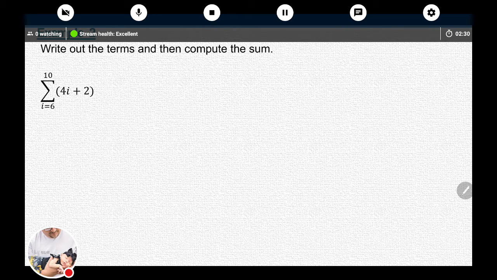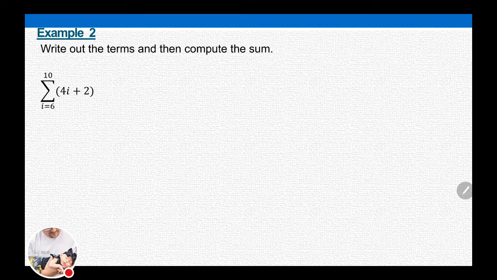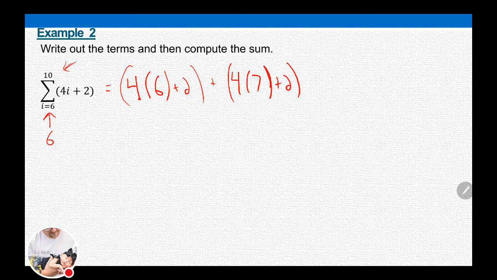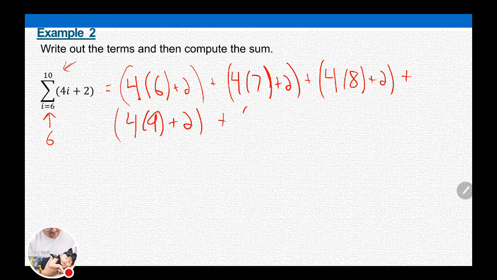Alright, same thing here. We are going to write out the terms and compute the sum. So here we have to notice that we're starting at 6 and we're going to 10. So we start off with the exact same thing, except we've got a little bit more to do. We've got 4 times 6 plus 2, and then 4 times 7 plus 2, and then 4 times 8 plus 2, and we're adding 4 times 9 plus 2, and then 4 times 10 plus 2.